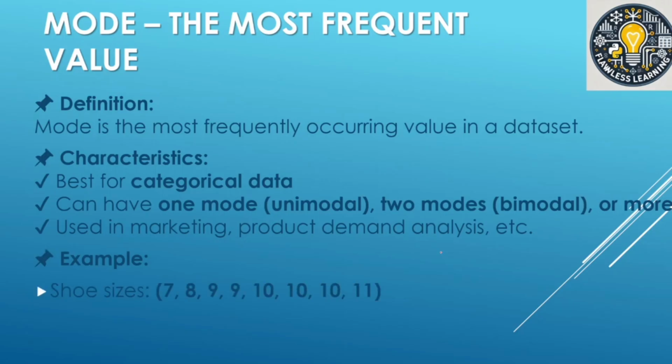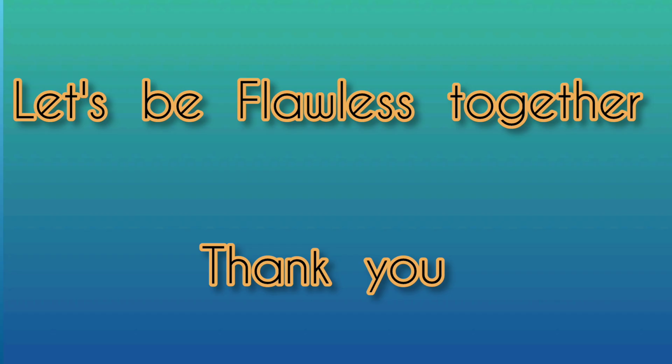Now what is the example? Like shoe size. If we record different shoe sizes, say 7, 8, 9, 9, 10, 10, 10, this kind of thing. What is the mode of these shoe sizes? It is 10, because 10 occurs 3 times, 9 occurs 2 times, and 8 and 7 occur 1 time each. The most frequent is 10, so 10 is the mode here. Basically, mode tells us what's most popular, just like a trending hashtag on social media, right? That's all for today.